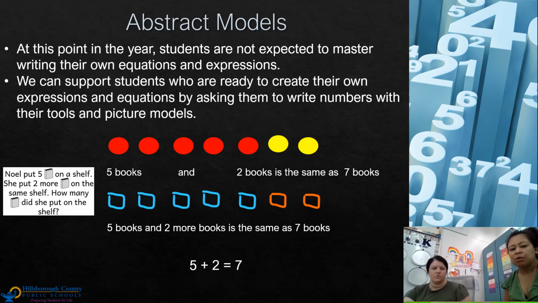Yep. And then, so what do you notice about the pictorial representation? So it's their drawing they used to represent the books in the problem. And so they used different colors, and then they drew them together. Yeah, absolutely. And then again, having them talk you through it, or you talking them through it. So are you saying 5 books and 2 more books are the same as 7 books? And then moving into an equation from there.